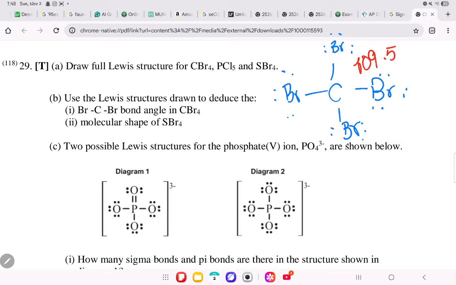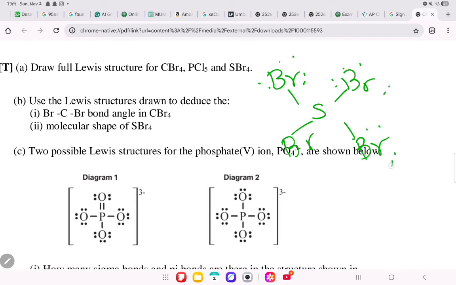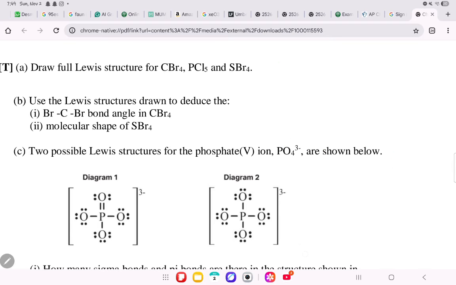Now for SBr4. Alright, so SBr4, we will start with S in the center. We have 4 Br, Br, Br, Br, Br. But I think when you do it, you're gonna have a lone pair on S. Okay, it doesn't make sense, but we will have a lone pair on S. Due to this, the structure is AX4E, and AX4E structure is called a seesaw structure. So the structure of this is a seesaw structure.